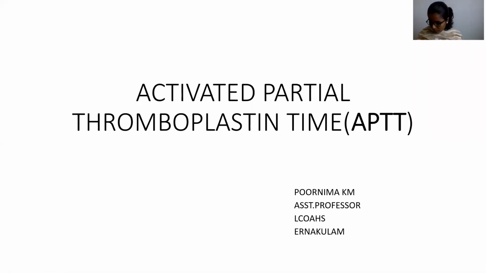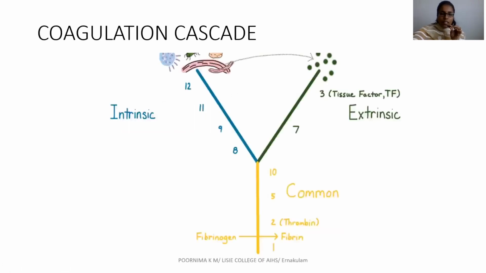Good morning, all. Today we are going to discuss activated partial thromboplastin time, that is APTT. This test is mainly done to detect whether there are any deficiencies of coagulation factors involved in the intrinsic coagulation pathway. Before discussing the APTT, let's have a look at the coagulation cascade. There are mainly three pathways: intrinsic pathway, extrinsic pathway, and common pathway.